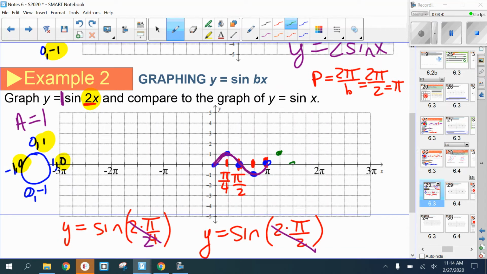Continue the pattern: up 1, down 1, down 1, up 1. Now, don't fall into the trap of making this a sharp curve. This should be a curve. I don't want to see shark teeth. I want to see curves.